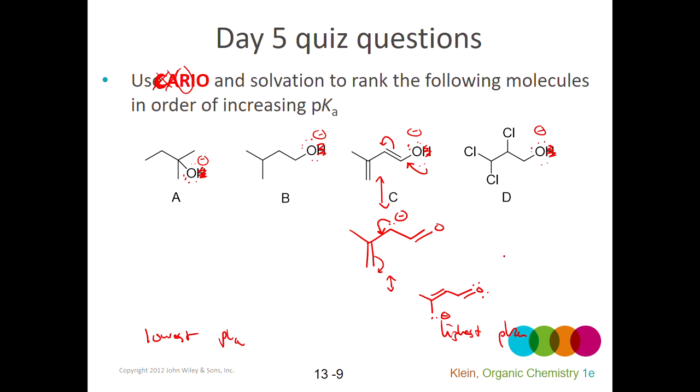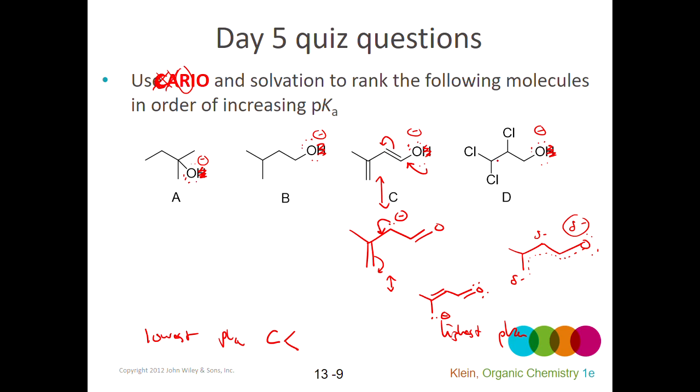So if we look at what that hybrid would look like, there would only be a partial negative at each one of these sites. There'd be a bigger partial negative on the oxygen than on the carbons, but no single atom would have to carry a full charge imbalance. So it'd be much more stable. So this is going to be the lowest pKa because it produces the most stable conjugate base.